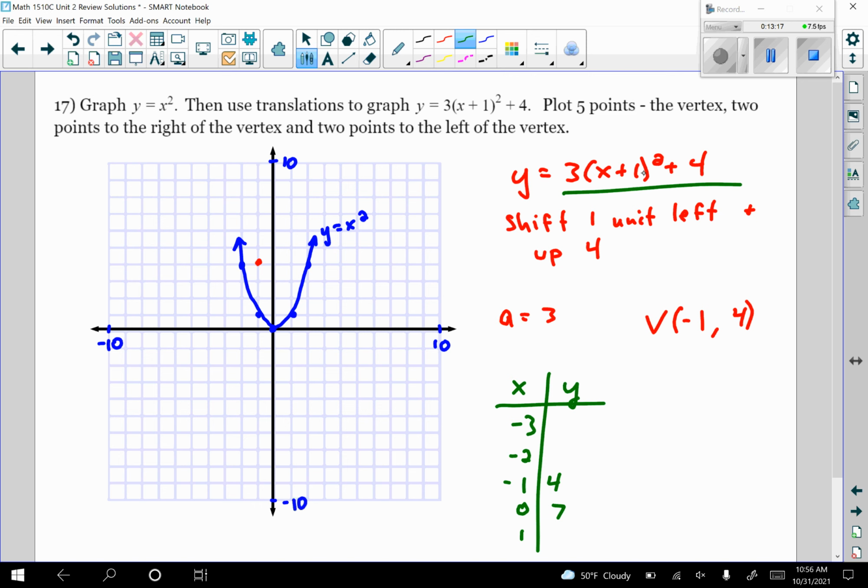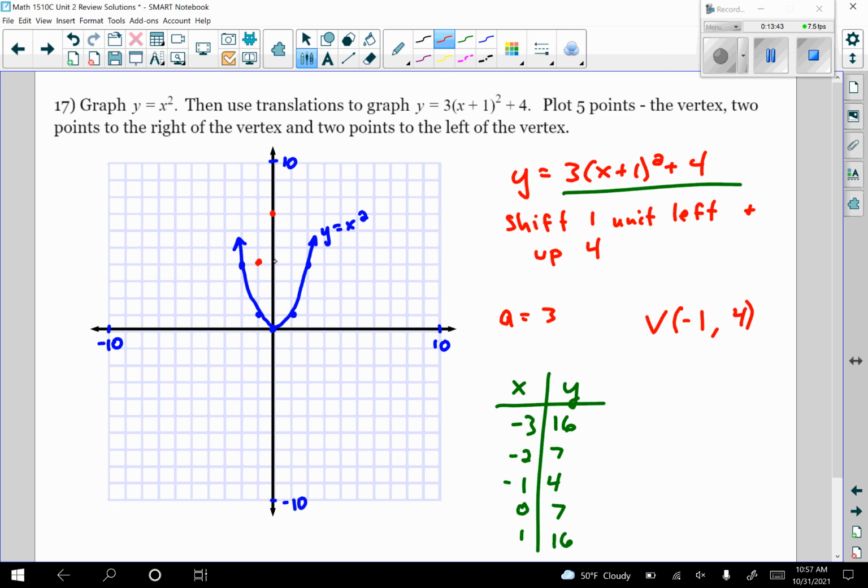Next we'll have 1 plus 1 is 2. 2 squared is 4. 4 times 3 is 12. 12 plus 4 is 16. And then we'll have symmetry here and here. So again, if you're doing this on graph paper, you have the ability to go up a little bit higher. If this were a test, I would definitely give you a coordinate plane large enough to graph this. All right, so we need to go 0, 7.